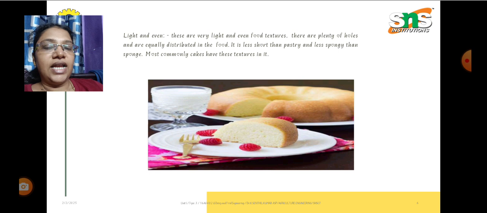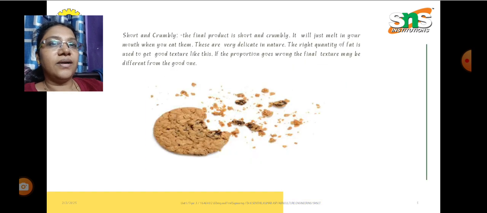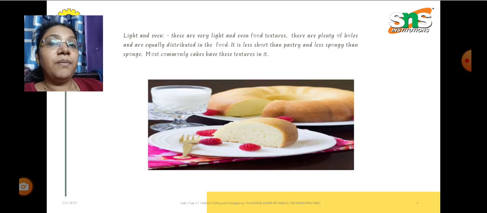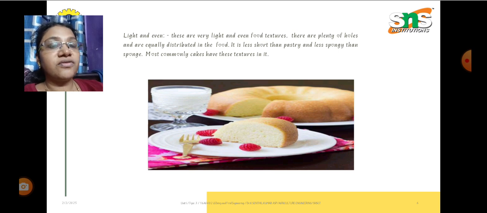Then the light and even texture. These are very light and even food textures. There will be plenty of holes that are equally distributed in the food, and it is less short than pastry and less spongy than a sponge. So it falls in between the categories. Most of the cakes will have a light and even texture.